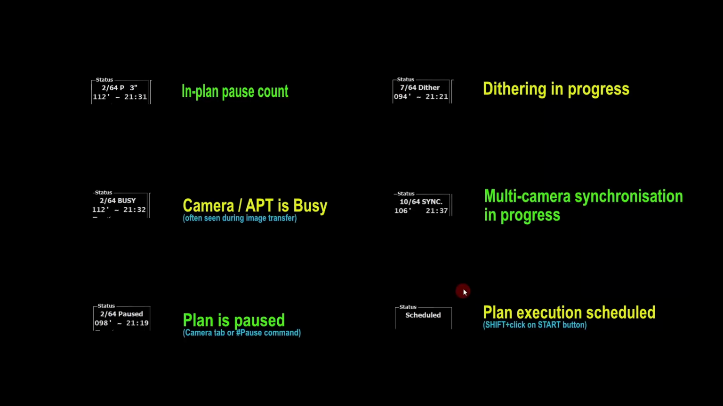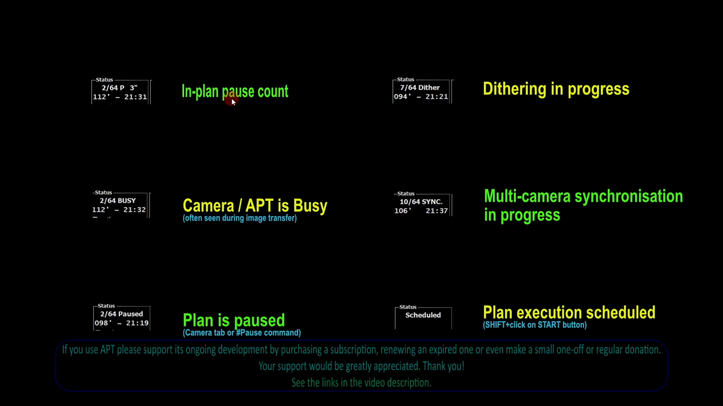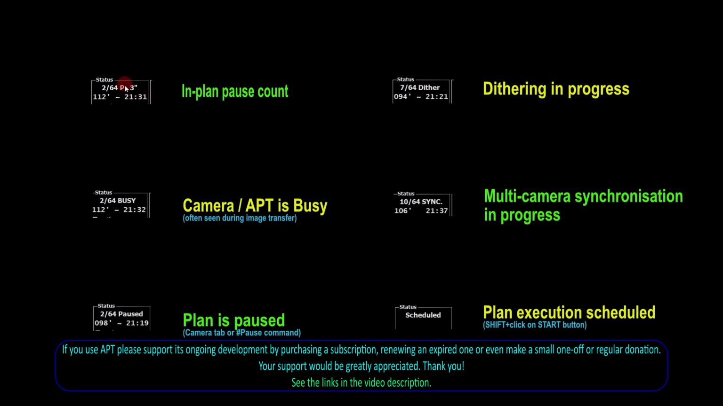What have we got next? Oh yeah, an in-plan pause. This is the pause you set in the plan editor when you're pausing the plan between exposures, and you just get a P and a count of the pause going on. Another one you will commonly see, especially during the transfer of images from the camera to your computer, is camera and APT is busy. You'll just get a busy signal there, and as I said, that's generally what you're going to see when you're doing transfers of files.